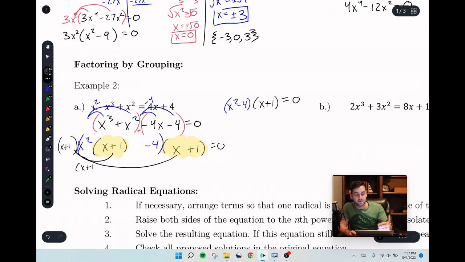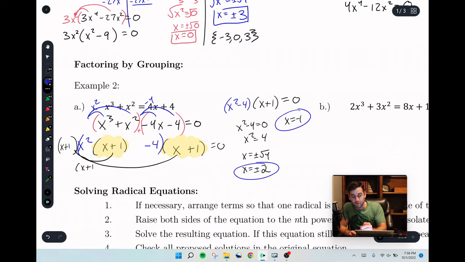And then we solve each of those individually just like before. X squared minus 4 equals 0. X squared equals 4. X equals plus or minus the square root of 4. X equals plus or minus 2. And then the other one's a little bit easier to solve. You just get x equals negative 1, right? So there's my three solutions.